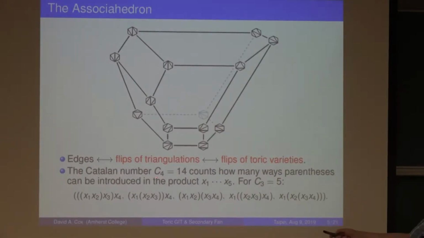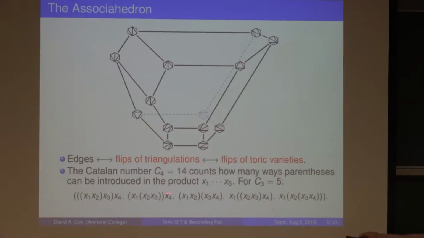And now it turns out that the Catalan numbers count lots of things, because they have a lot of combinatorial interpretations. In particular, the Catalan number C4 counts how many ways parentheses can be introduced in a product of 5 things. It would be pretty hard to write all of that down, so I did something simpler. For C3, how many ways can I put parentheses on 4 things? Here are the ways, and this Catalan number is 5.